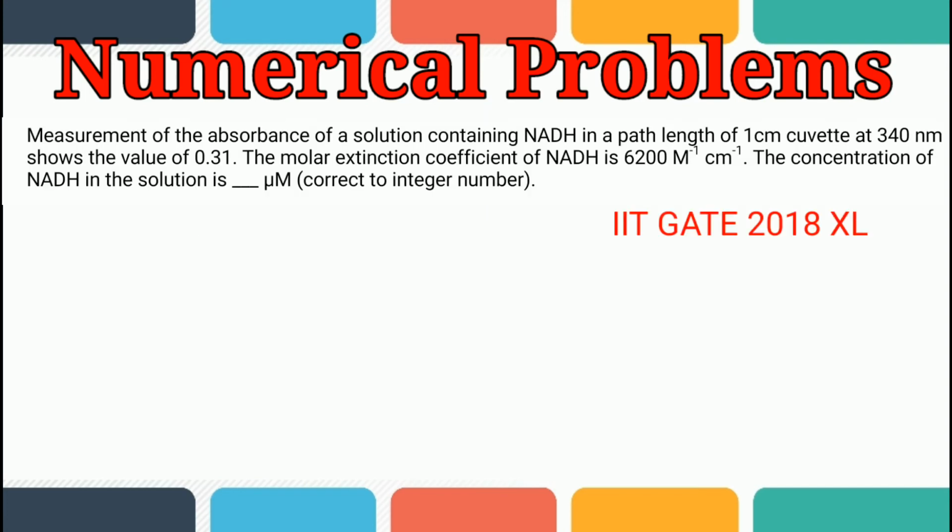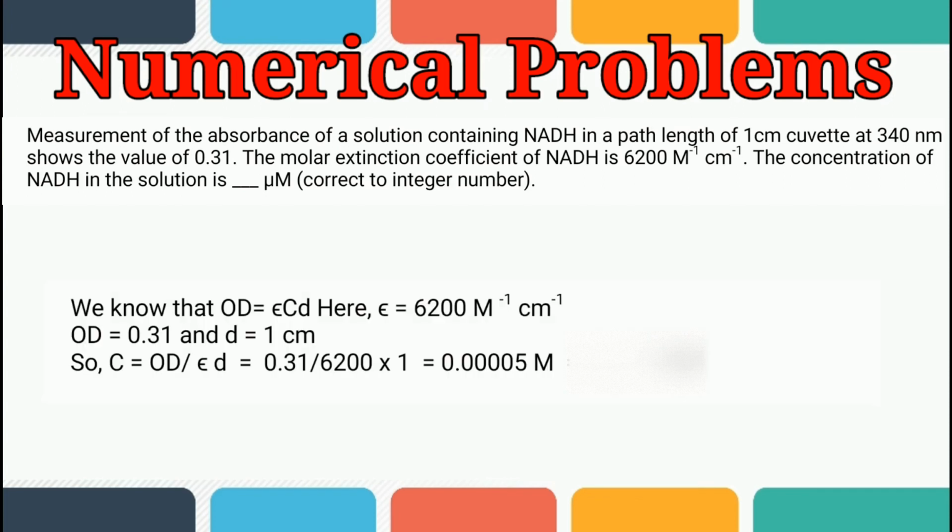Here is the first example. Epsilon, OD and D are provided. You have to calculate the concentration of the NADH solution. I have used Beer's law to solve this problem. Simply put all the known values in the Beer equation and solve it.